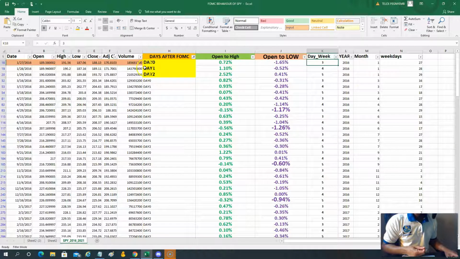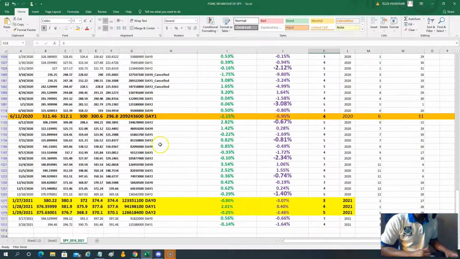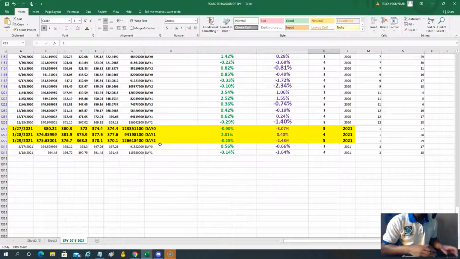So I studied the behavior of SPY on here from 2016 all the way to 2021 to see how SPY behaves the day of the announcement of the FOMC, the day after on Thursday, and the 2 days after on Friday. The results are amazing.